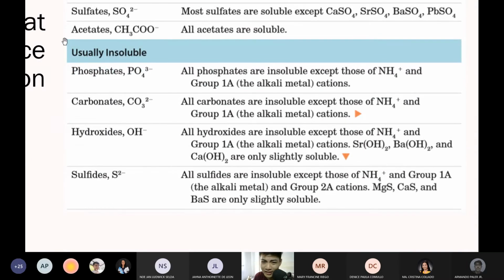Kailangan nyo ba ito kabisaduhin? Hindi naman. Okay? Pero I highly suggest you to have a copy of this. So, paki-print out na lang yung slide na to. Or paki-take na lang yung picture.